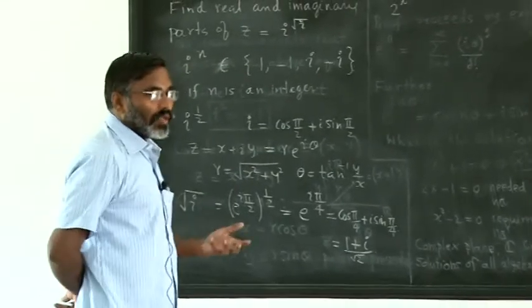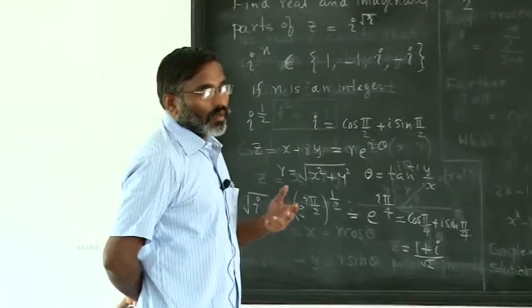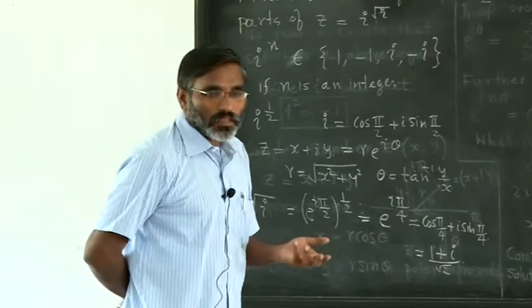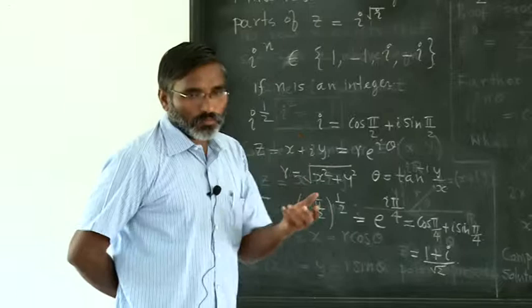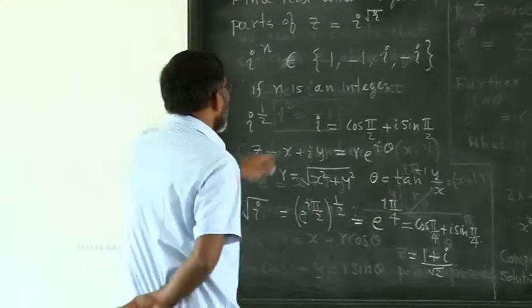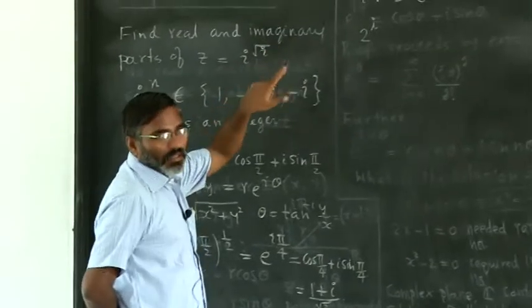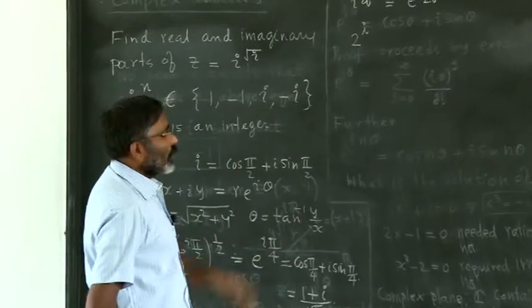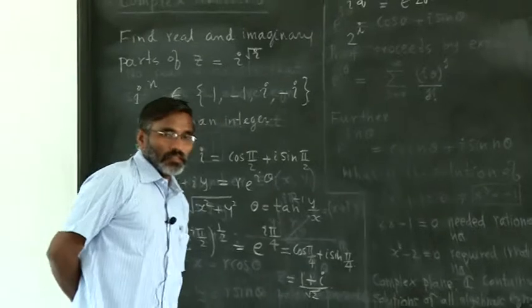Our ultimate aim is to ask a question: what are the real and imaginary parts of some Z1 power Z2, where Z1 is also a complex number and Z2 is also a complex number? That is what this is. Correct? So, if 2 power I, is it real or imaginary?